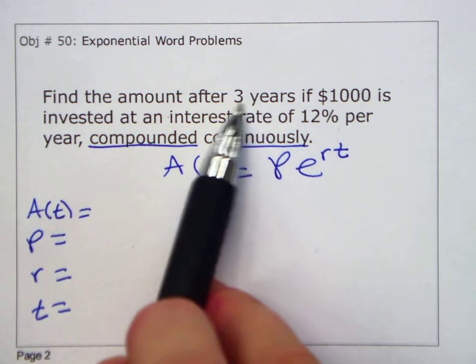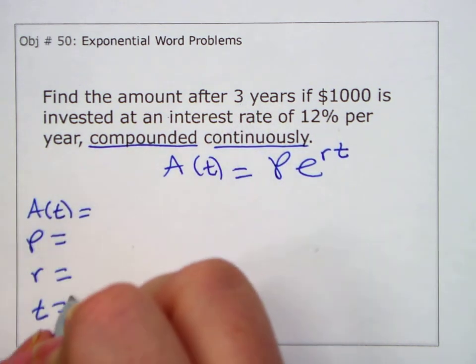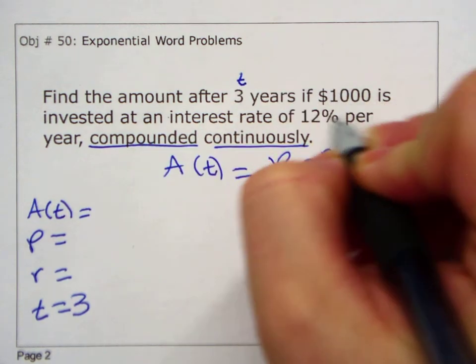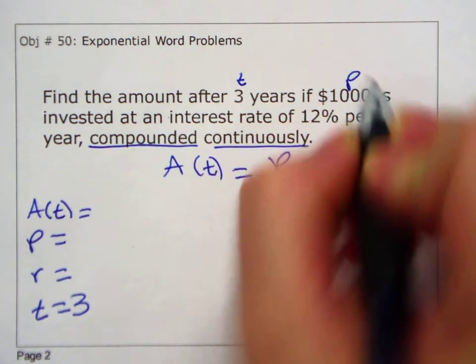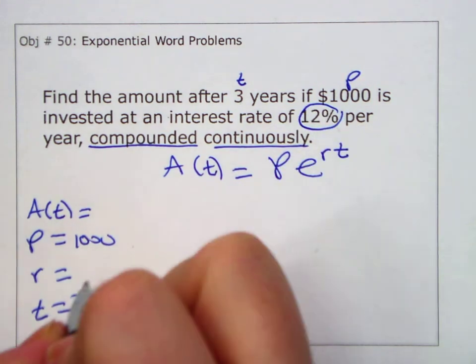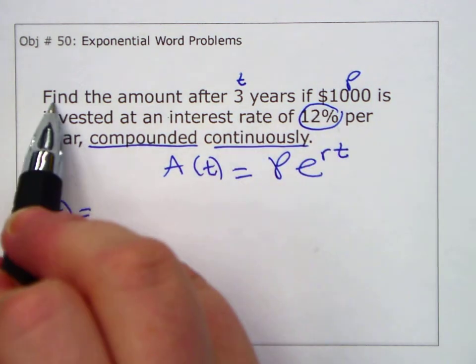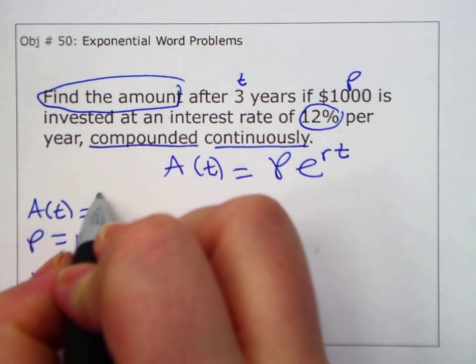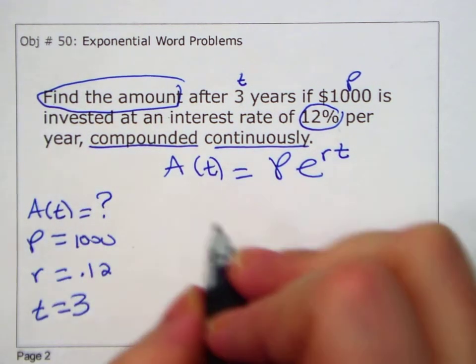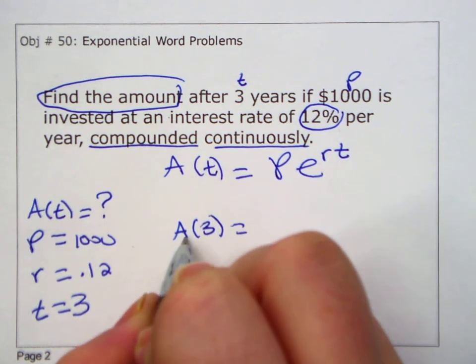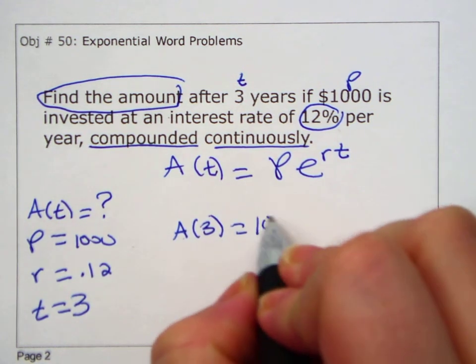Well, 3 years, that's your time, that's your t. $1,000, that's your starting amount, that's your P. And we have our 12%, which is 0.12. Find the amount, that's your question mark. So A of 3, that's after 3 years, how much money do we have?